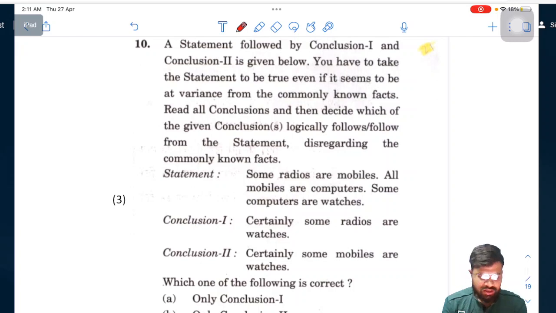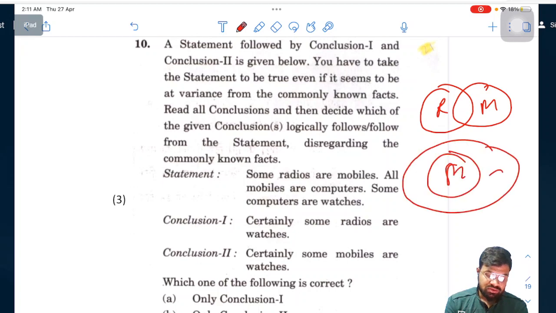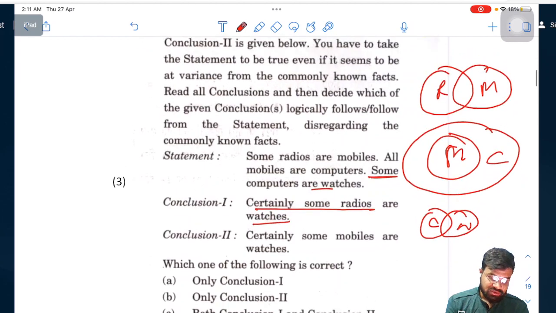Okay, now some radios are mobiles. All mobiles are computers. This is mobile, this is computer. Some computers are watches. These are computers, these are watches. So these are the three diagrams based on the three statements. The conclusions are: certainly some radios are watches. Now, see, some radios are watches.